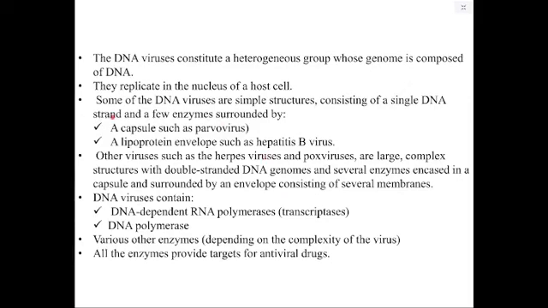I think this we mentioned, perhaps I didn't put it in a slide, but we can note that the DNA viruses constitute a heterogeneous group whose genome is composed, of course, of DNA. These are the DNA viruses, which we did give examples. They replicate in the nucleus of a host cell, so they are able to penetrate up to the nucleus. Some of the DNA viruses are simple structures, and they consist only of a single DNA strand and a few enzymes that are surrounded either by a capsule, as in parvovirus, or by a lipoprotein envelope, such as hepatitis B.